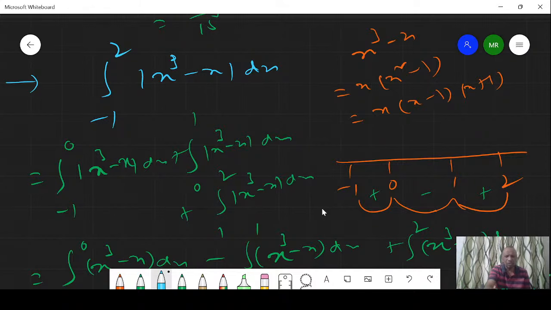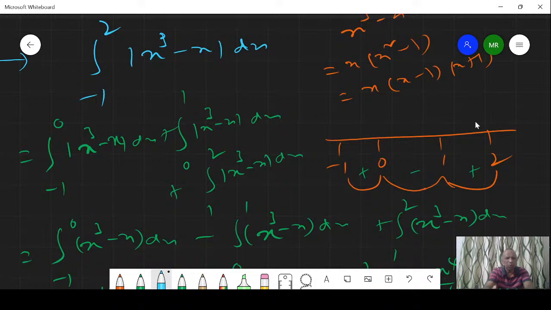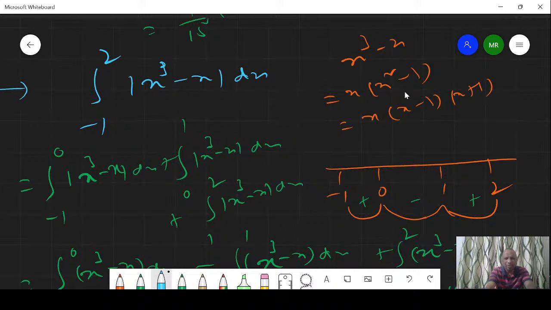See, in the previous class, I discussed the integral from minus 1 to 2 of mod x cube minus x dx. If you find the factors of x cube minus x, I can write x into x square minus 1, that is x into x minus 1, x plus 1. This is a modulus function, so it will be 0 at minus 1, 0 and 1. But they are given the limit up to 2. Then I would split the function into minus 1 to 0, 0 to 1, 1 to 2.